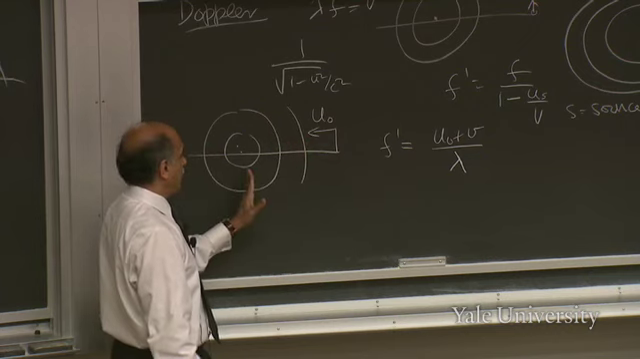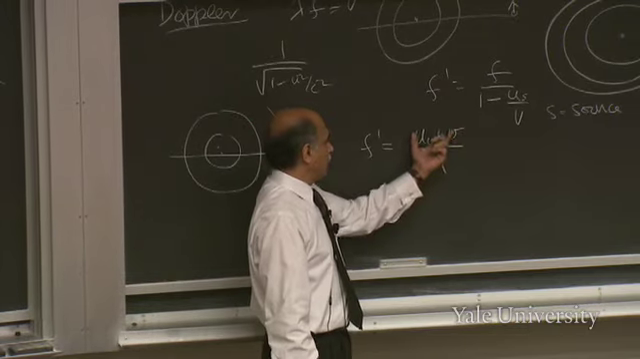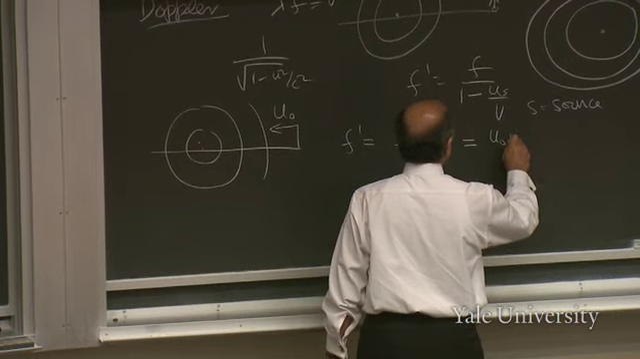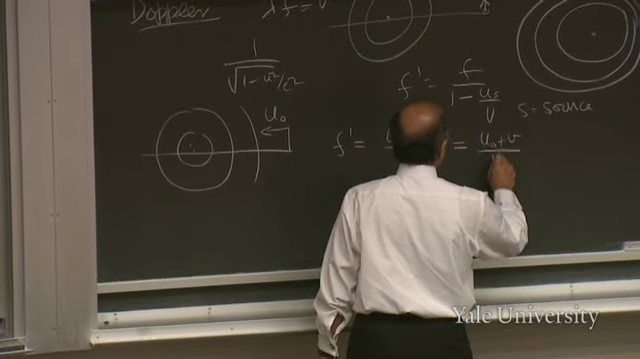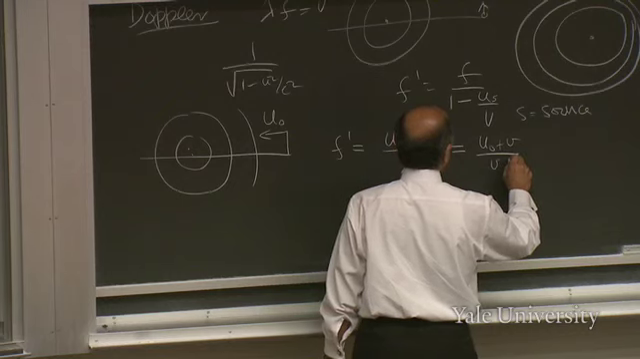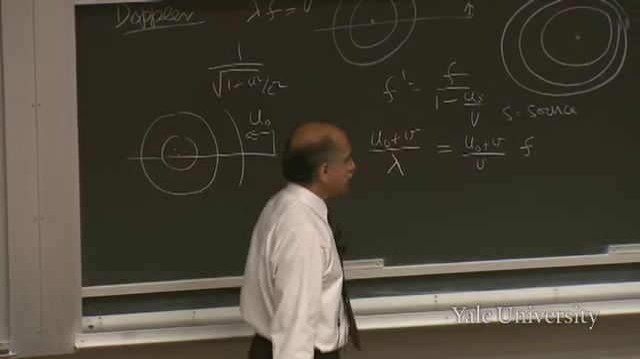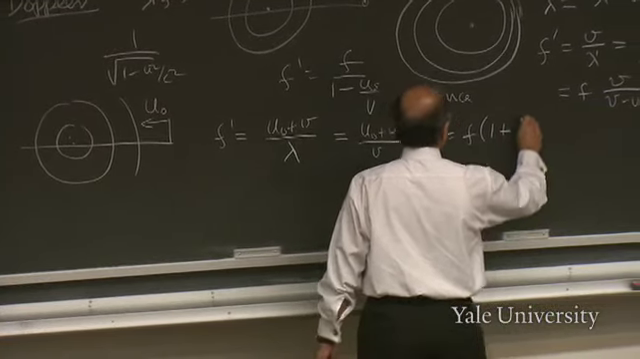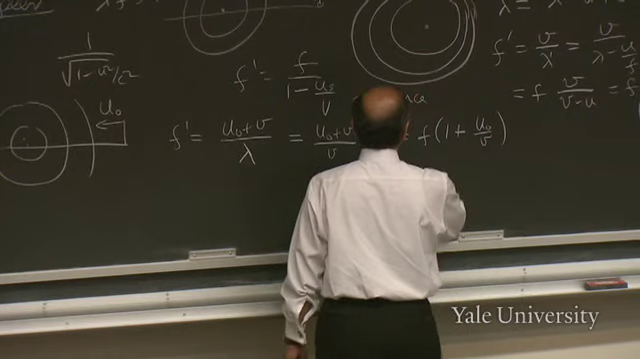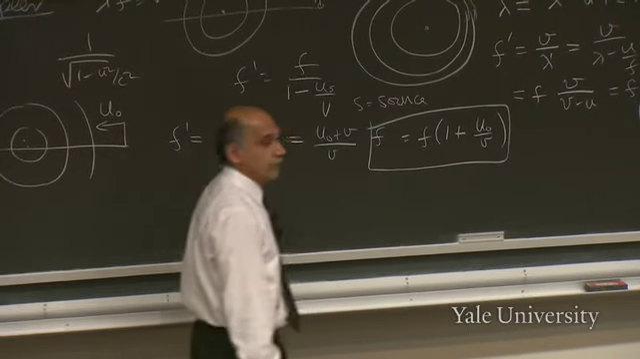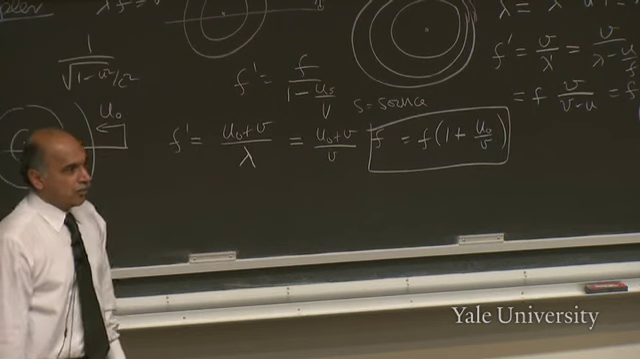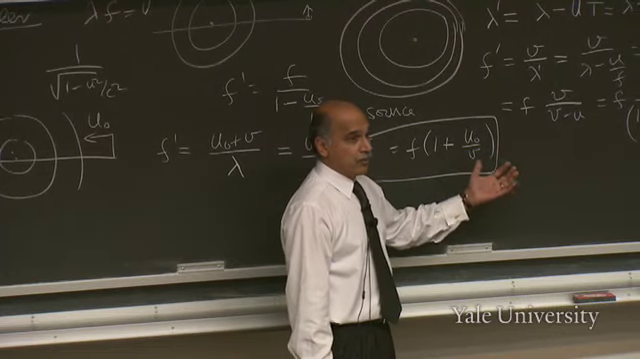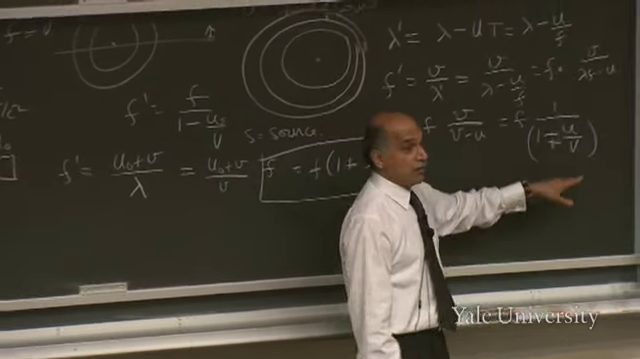So how many will you intercept in a second is this. This is the relative speed, and that's lambda. So let's write it as u0 plus v. Lambda is equal to v divided by f. So I'll bring the f upstairs. And that you can write as f times 1 plus u observer over v. So when you move towards the source, the correction factor appears in the numerator. When the source moves towards you, correction factor appears in the denominator.